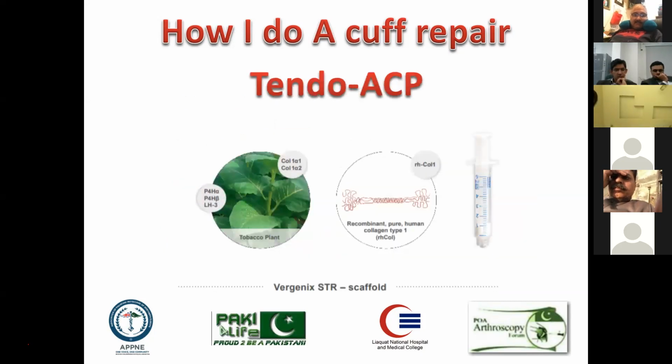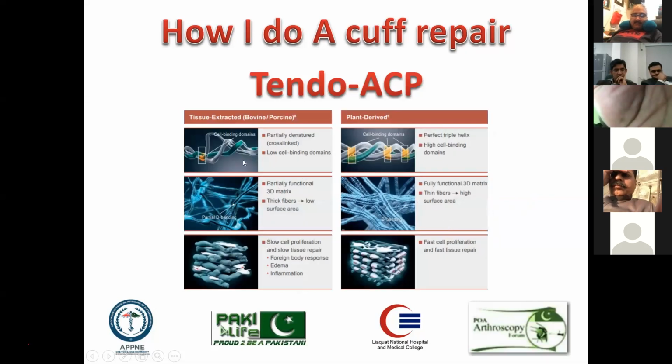So this is called Tendo ACP. And, you know, funny enough, the tobacco guys have found a use for their tobacco plant. The tobacco leaf has got the same recombinant structure as collagen type 1. So they take it and they mix it with the PRP, and then it heals in the shape of the collagen. It makes a scaffolding, and then the tendon heals. So this is totally fresh, totally latest, I'm telling you, and it's on the market.